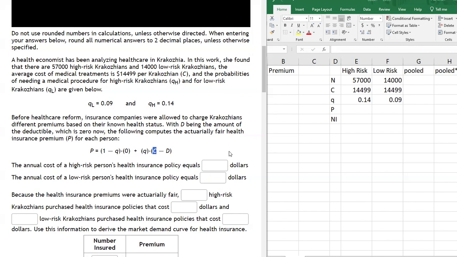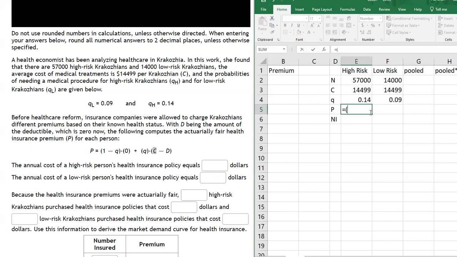This is how you calculate the actuarially fair health insurance premium. For the high-risk individual, the probability of not needing the procedure is 1 minus 14%. We're going to multiply that by 0 because if you're not having the procedure, the insurance company's not spending any money on you. We're going to add that to the probability of needing the procedure, which is then multiplied by the cost the insurance company has to pay. The deductible here is 0, so this would be called 100% insurance or full insurance. And that premium for high-risk people is $2,029.86.